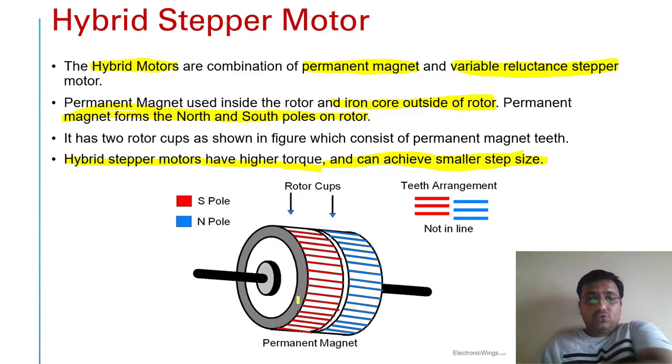As the figure shows, there are two rotor cups, and these are the magnets. Here is a north and south pole, and red color indicates the north pole, and geared teeth arrangements are there, and the teeth arrangements are repelled, not in a line. So this is about the hybrid stepper motor.